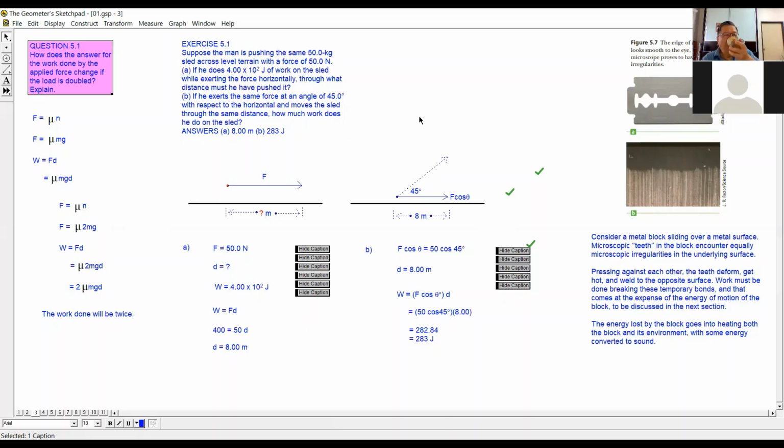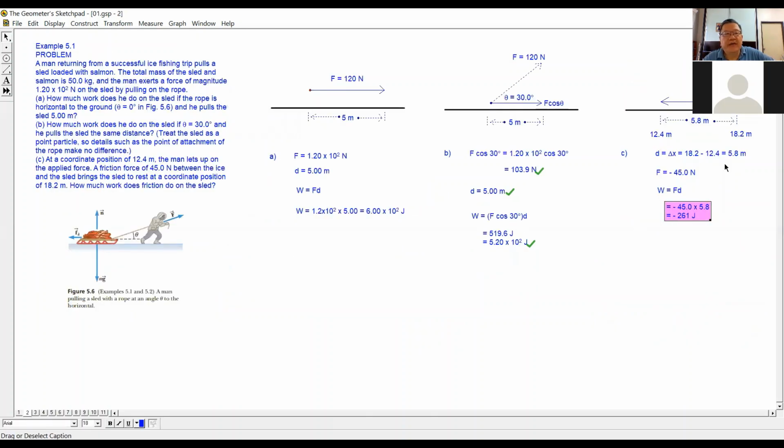How does the answer for the work done by the applied force change if the load is double? Now, they are referring to the previous question here, right? In the previous question, the force that is acting on the load is actually the frictional force.